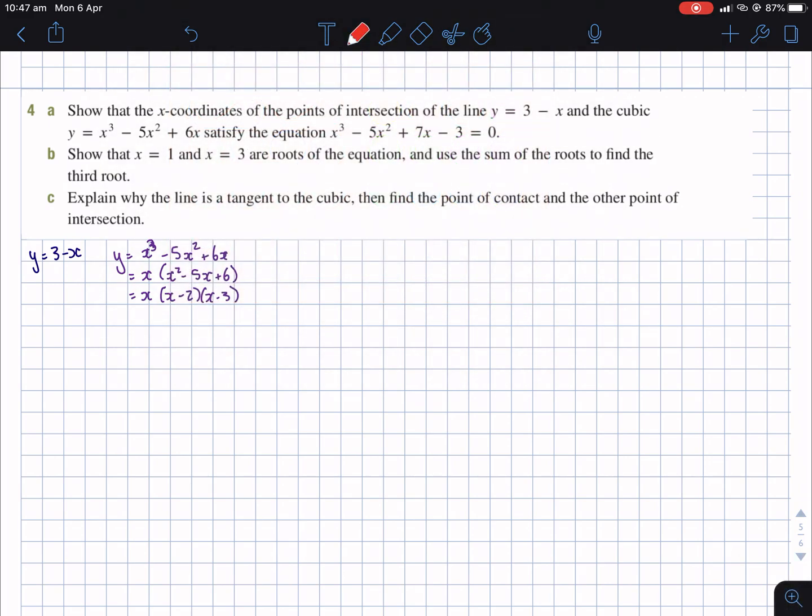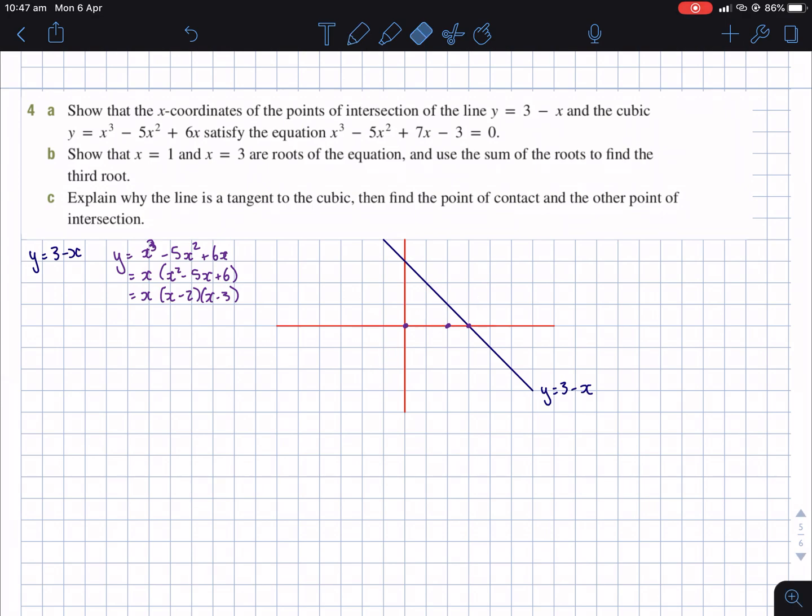So if we now sketch these, again, not doing an amazing job, and technically I don't actually have to find the zeros every time, I just like to. So 3 take x means we're going down like that, y equals 3 take x. The cubic goes through 0, 2 and 3, and we're going like, I'm assuming that it's going to hit at 3 points.